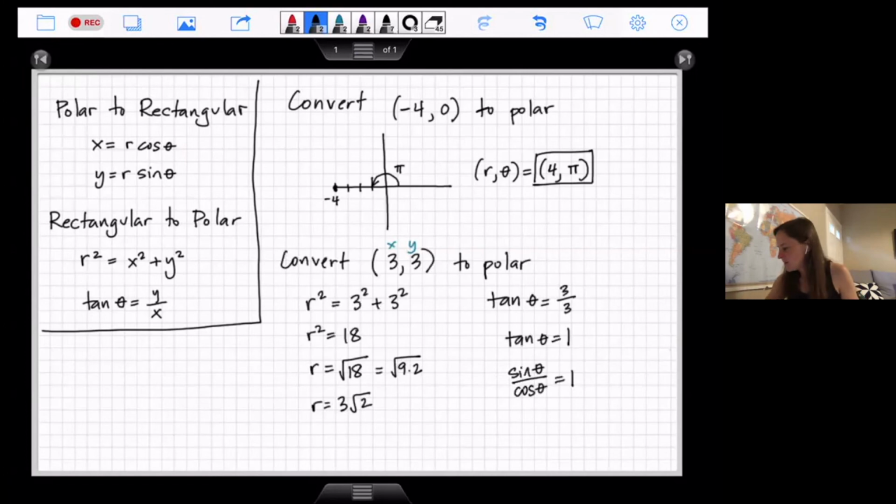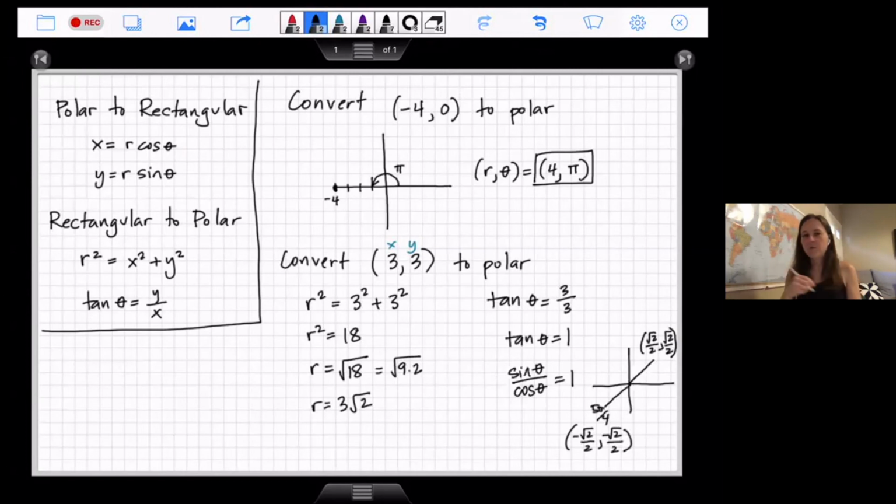That happens at 2 spots on the unit circle. There's pi over 4, where you get sine over cosine equal to 1. It also happens down here in the third quadrant at 5 pi over 4, and that's where the terminal point is negative, comma negative. Hopefully you've got a unit circle sitting in front of you and you can just poke around for these two. So I got pi over 4 in the first quadrant, 5 pi over 4 in the third quadrant.